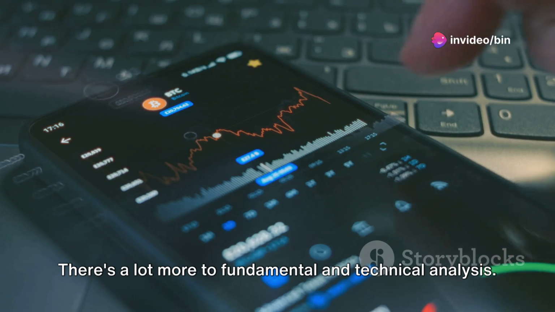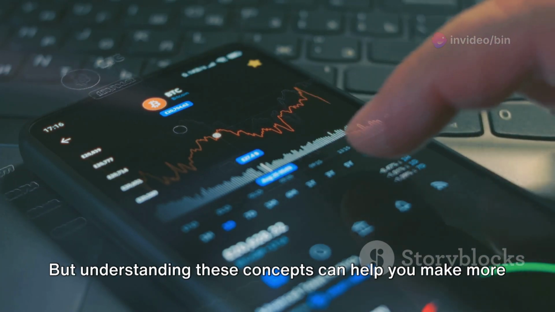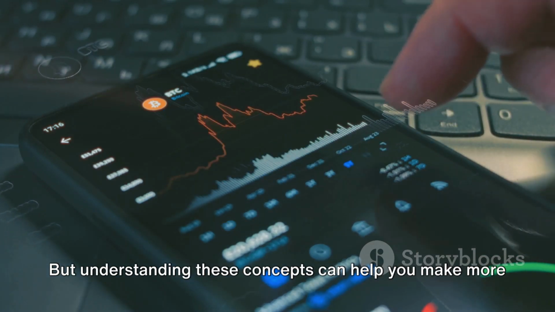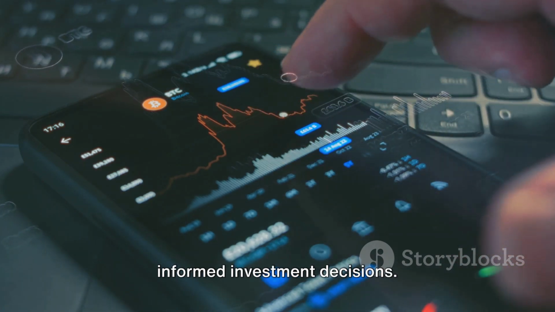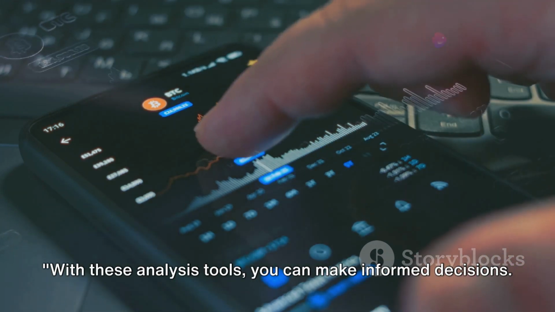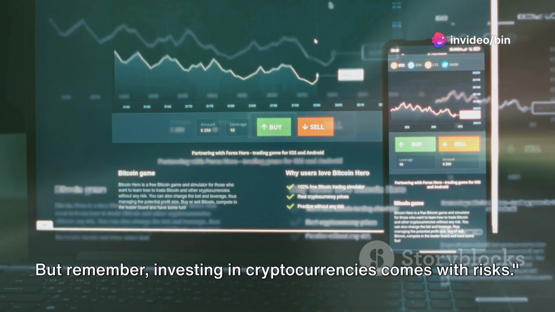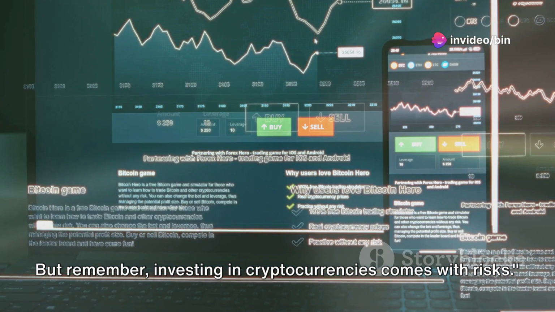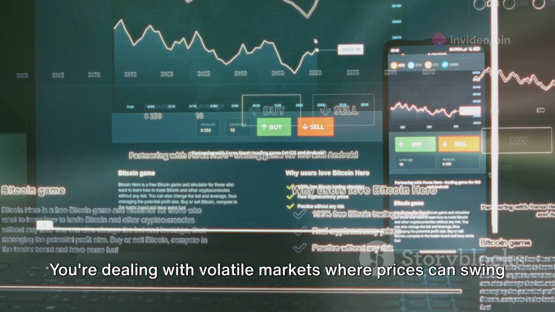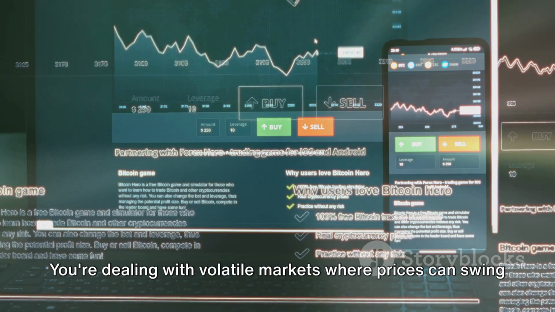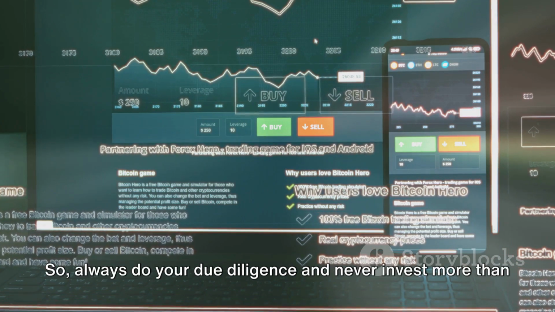There's a lot more to fundamental and technical analysis, but understanding these concepts can help you make more informed investment decisions. With these analysis tools, you can make informed decisions, but remember, investing in cryptocurrencies comes with risks. You're dealing with volatile markets where prices can swing wildly in a short period.